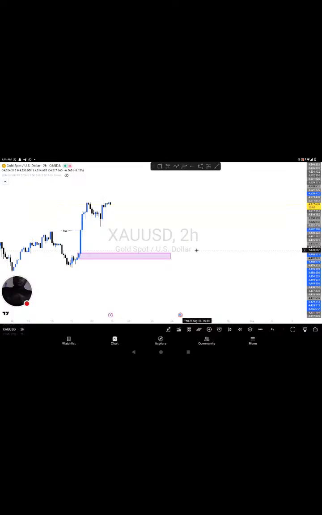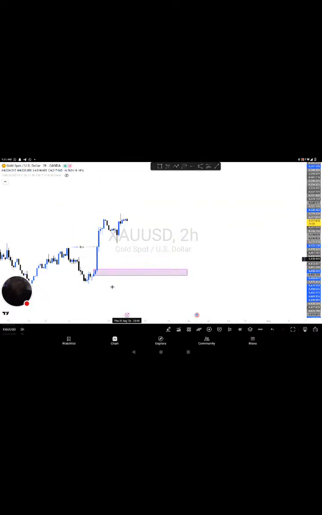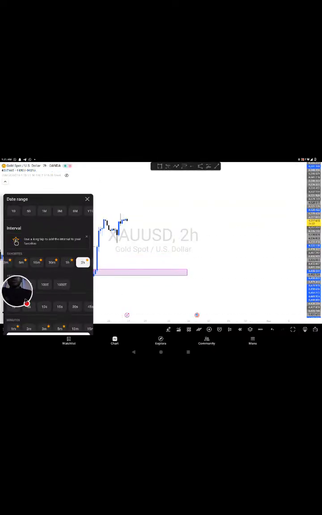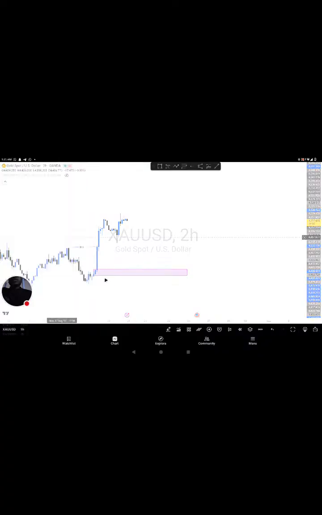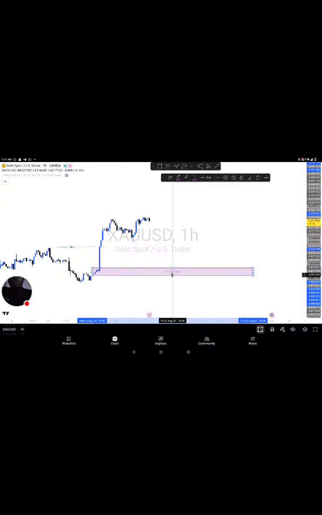We have to come down gradually to 15-minute time frame. So now this 1 hour time frame, we have to come down to 1 hour time frame and adjust until we come down to 15 minute time frame.